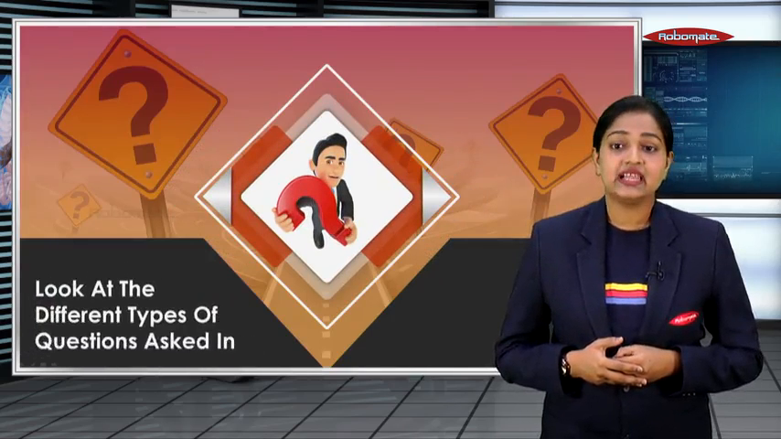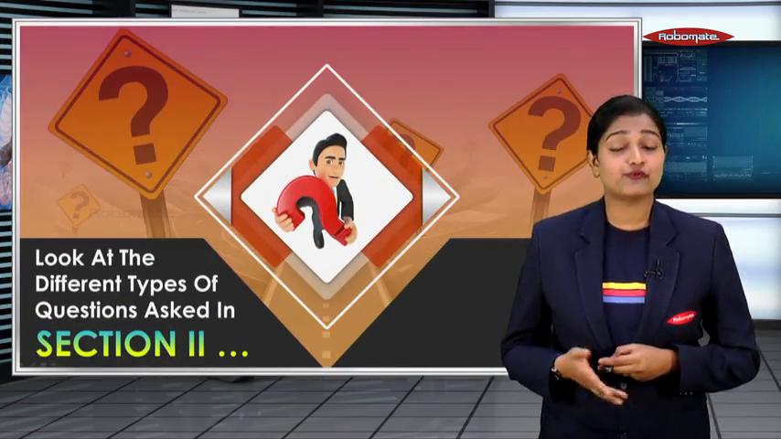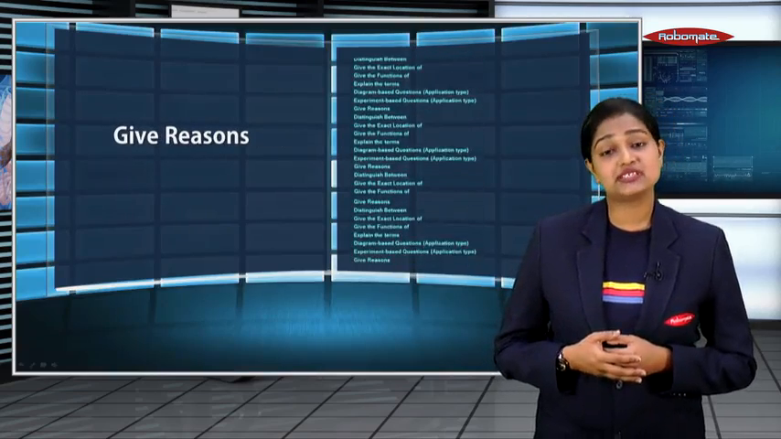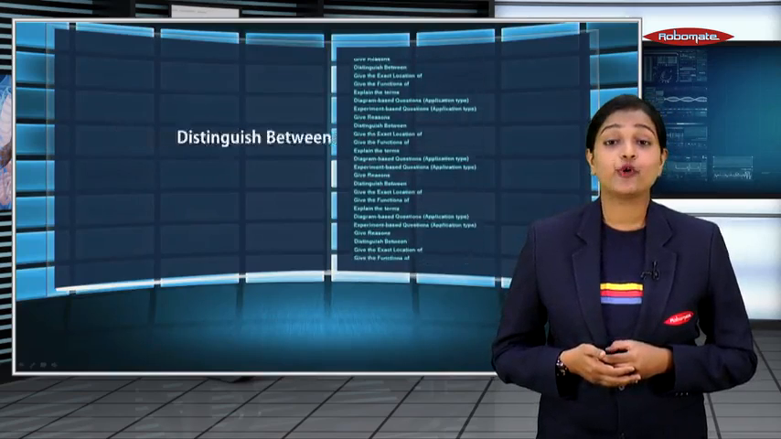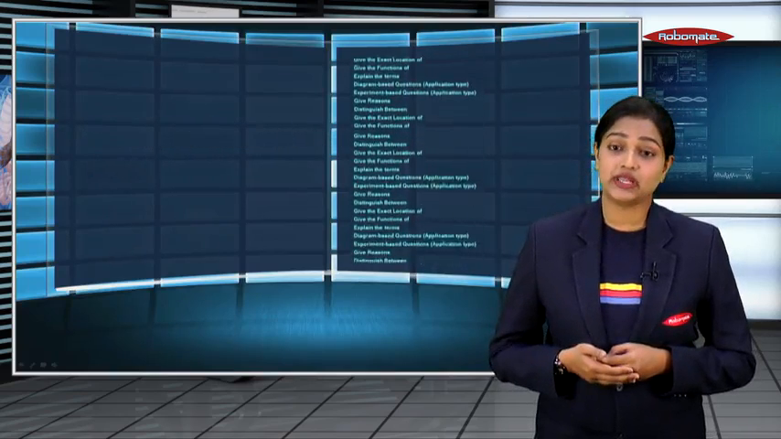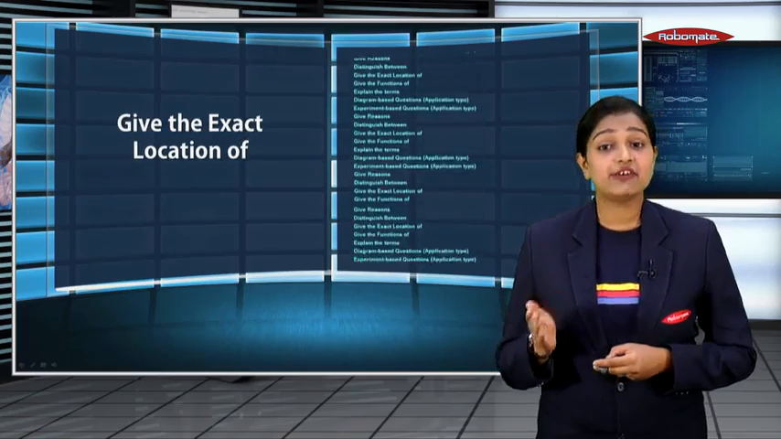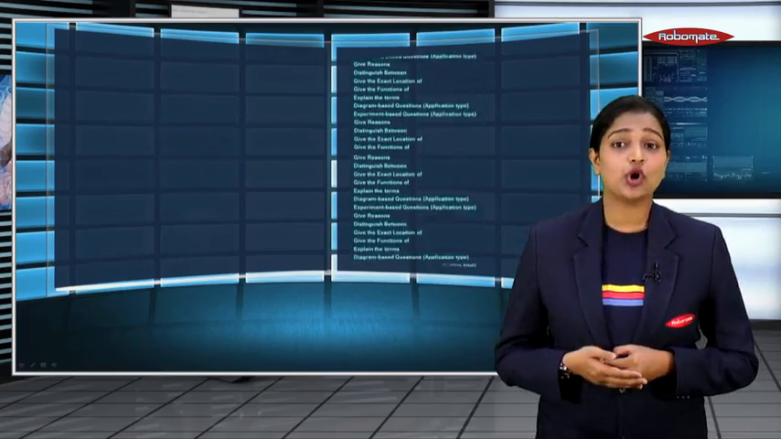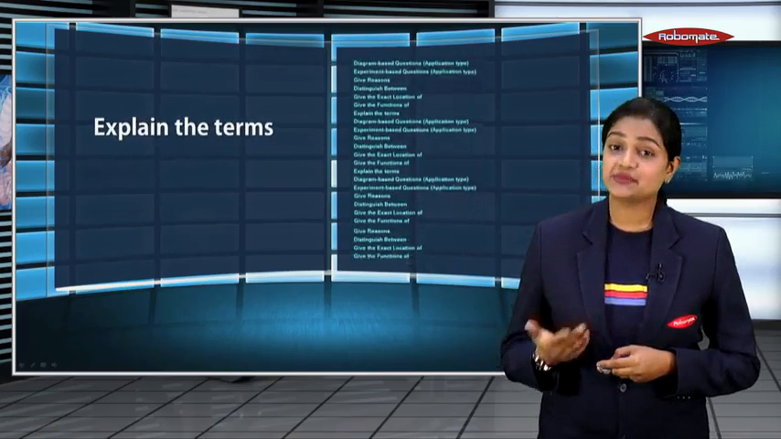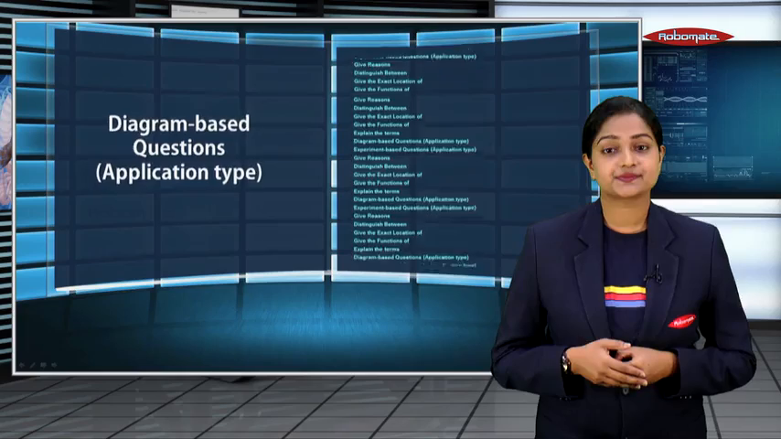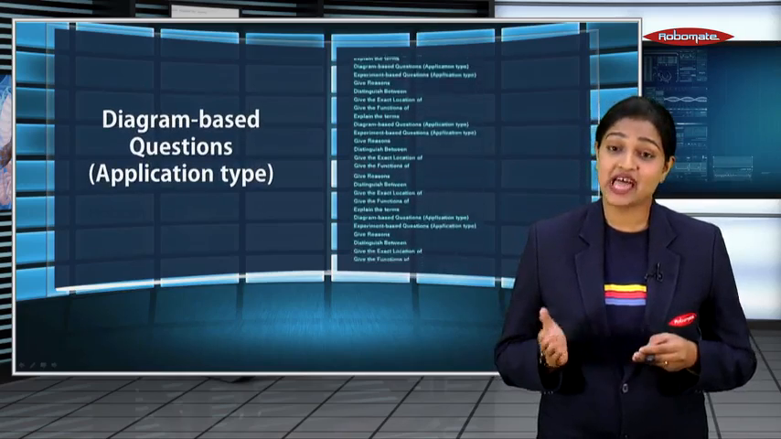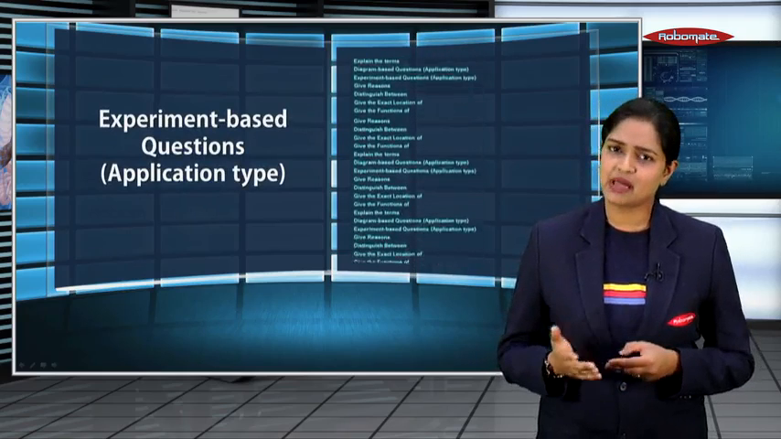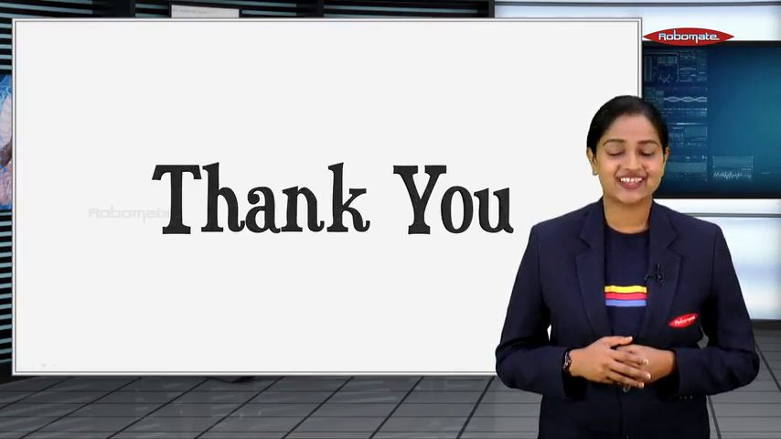Now, dear students, let us see what are the different types of questions which can be asked in section 2. The different types of questions like give reasons, followed by distinguish between, next, give the exact location of, give the functions of, explain the terms, diagram based question or the application based question, experiment based question or the application based question, etc. can be asked.